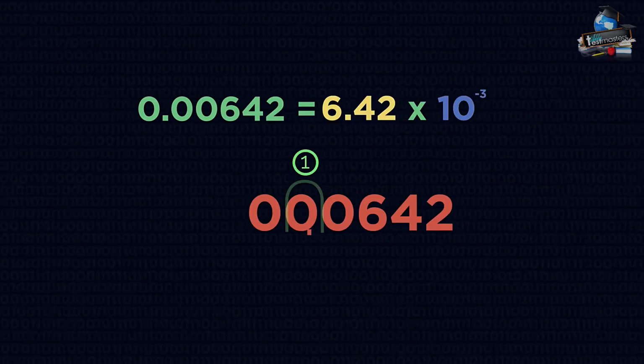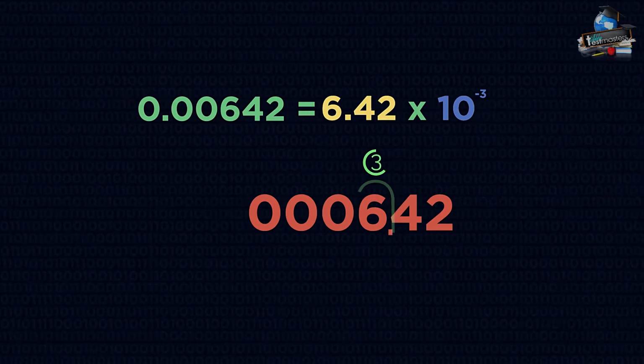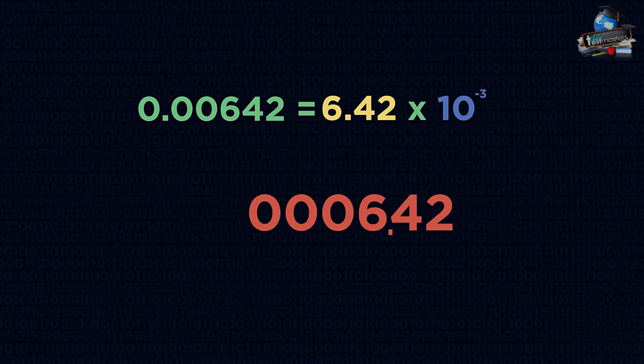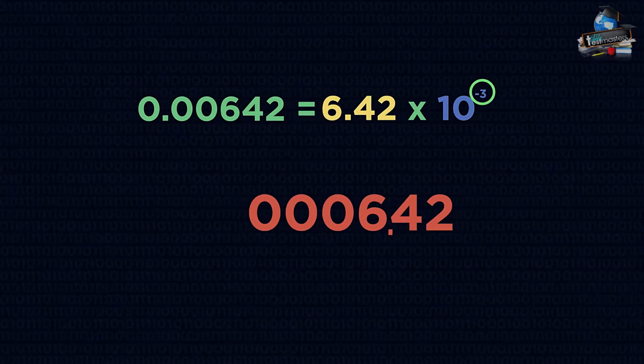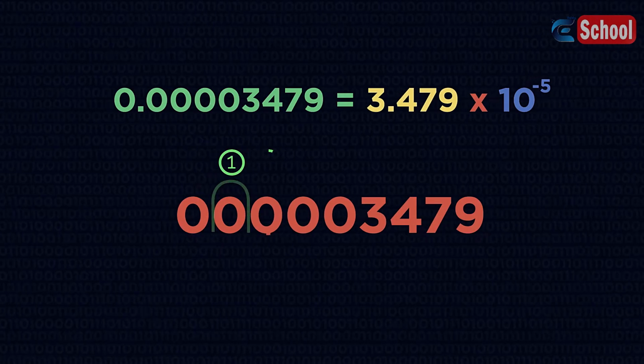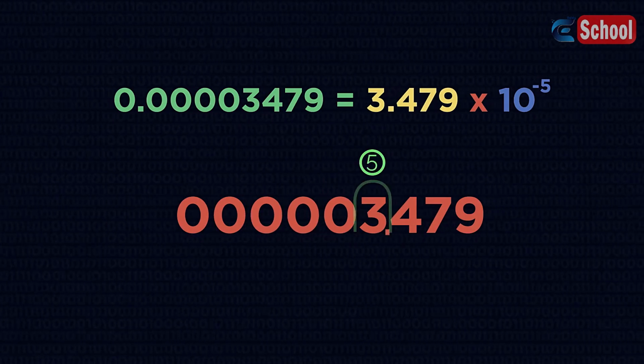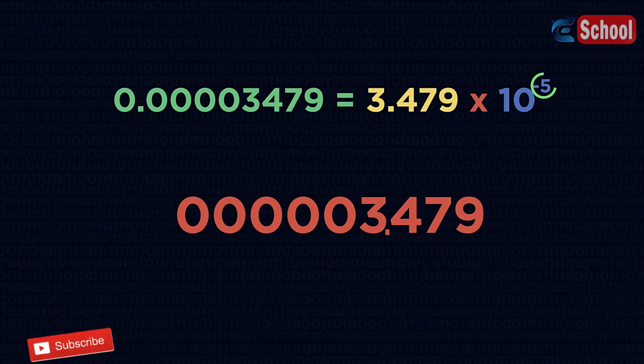So the decimal place moves right 3 places to give 6.42, hence times 10 to the negative 3. And here the decimal place moves right 5 places, hence times 10 to the negative 5. So that's writing numbers into standard form.